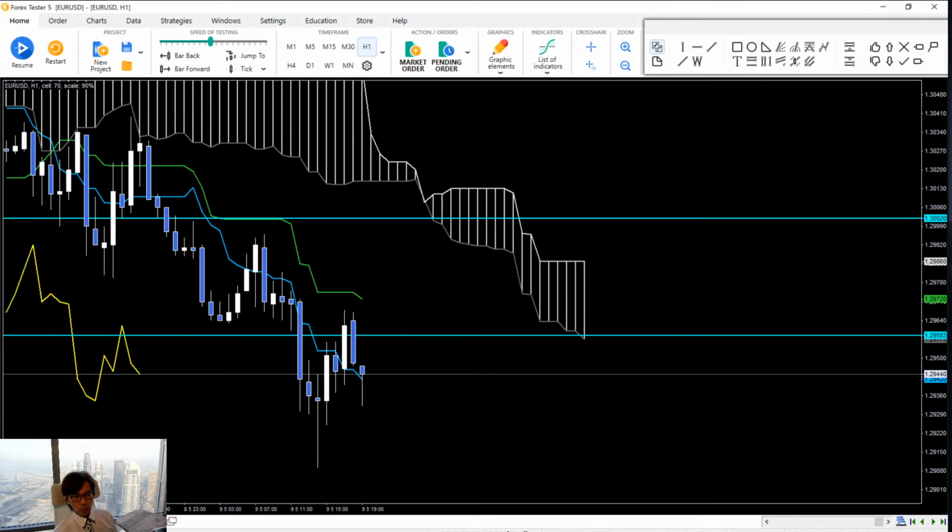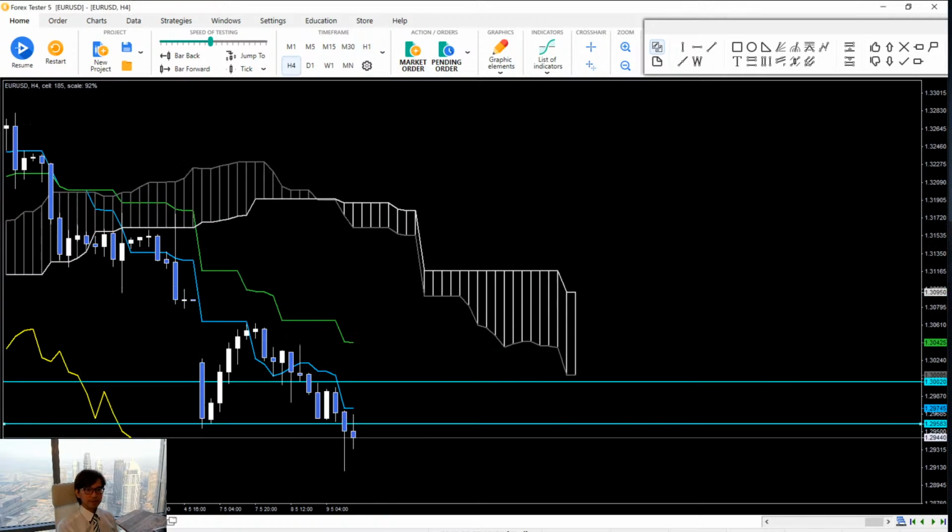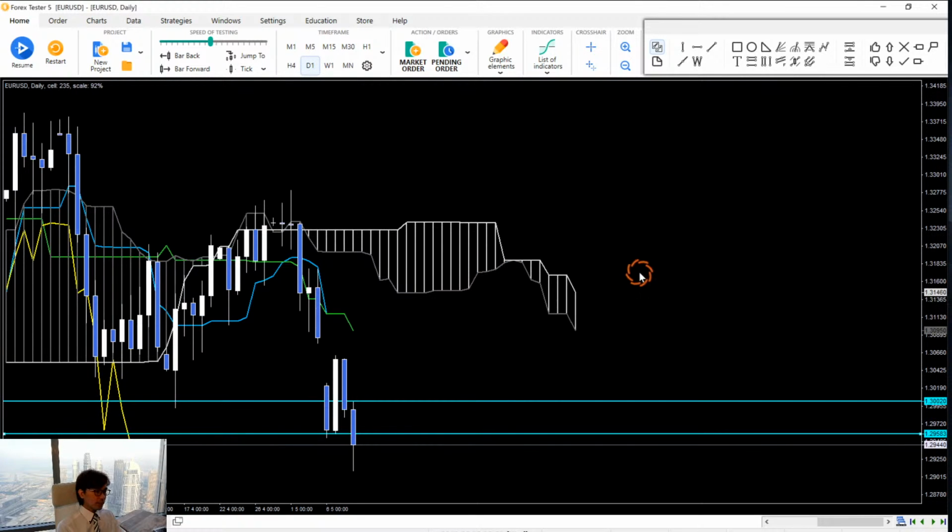also, once again, higher time frames to be trending. So let me switch back to the 4 hour chart. Okay, so here's the 4 hour chart. In the 4 hour chart, I see that the Kumo is a bit flat, but Kijun Sen is pointing down. So let me switch it to the daily chart. And on the daily chart, this is downtrending.